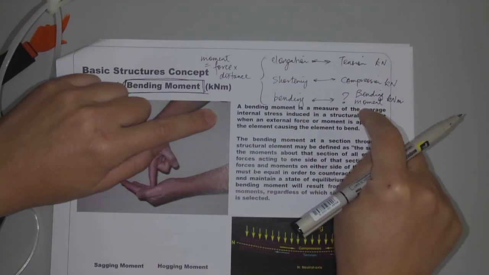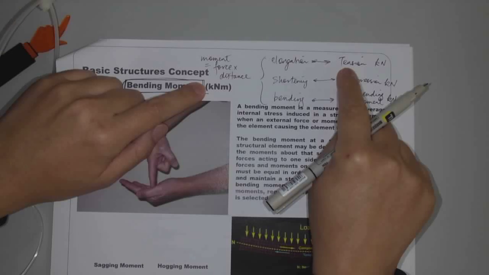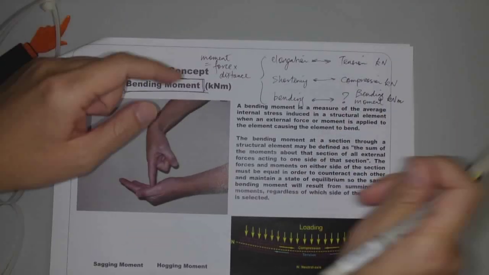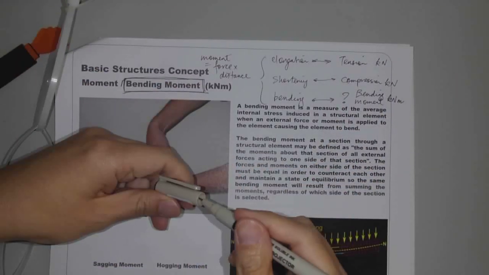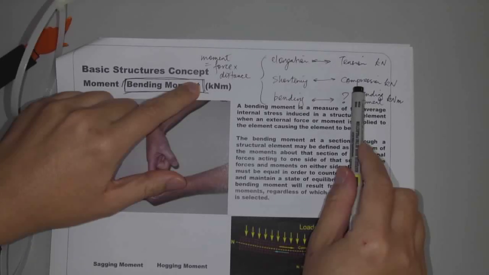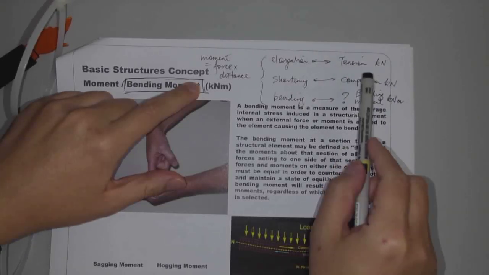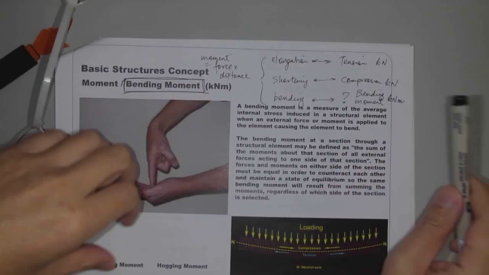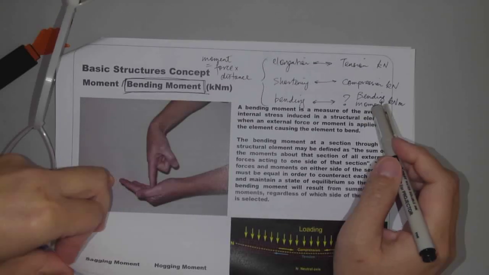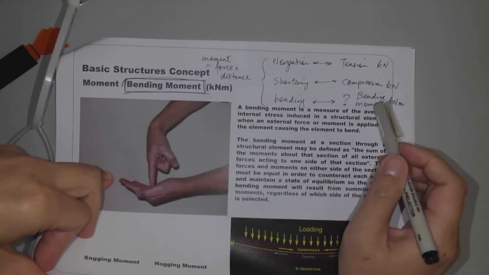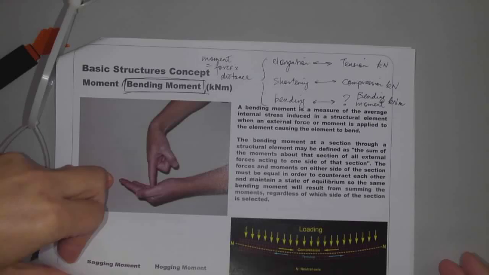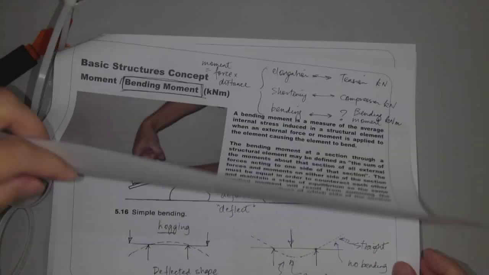So what exactly is the bending moment? Tension, easy, right? We know what tension is. It's simple enough to understand. Compression, it's the same thing as tension except in the opposite direction. But then what is bending moment? That's something a bit more difficult than tension and compression. That's what we try to discuss.